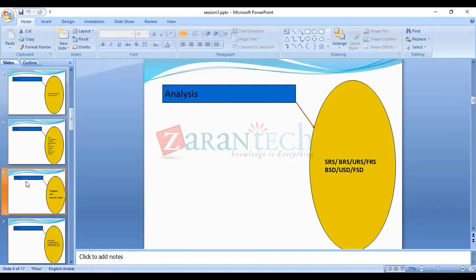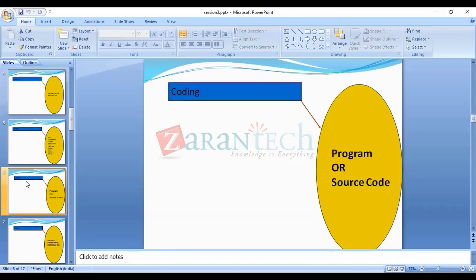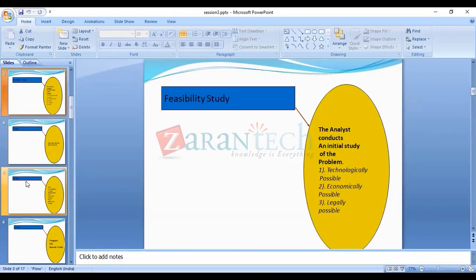A very simple concept here. I'll give you one general example. You want to construct a house. First, you need to find out whether it is feasible or not. Feasibility studies, definitely.